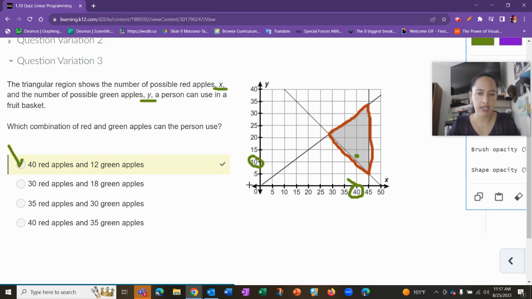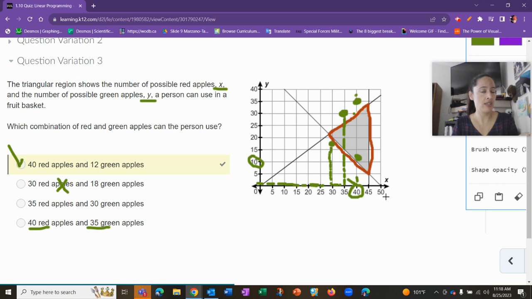Let's check the rest for practice. 30. So again, X first. 30. Up to 18. 5, 10, 15, 16. Oh, wow. That one is really close. But it's still not really in the region. So no. 35, 30. Let's do it. 35 up to 30. Oh, no. Clearly out. Okay, 40, 35. So here's 40. 30, 35. No. So this is the only possible solution. That's clearly the solution. One was really close.